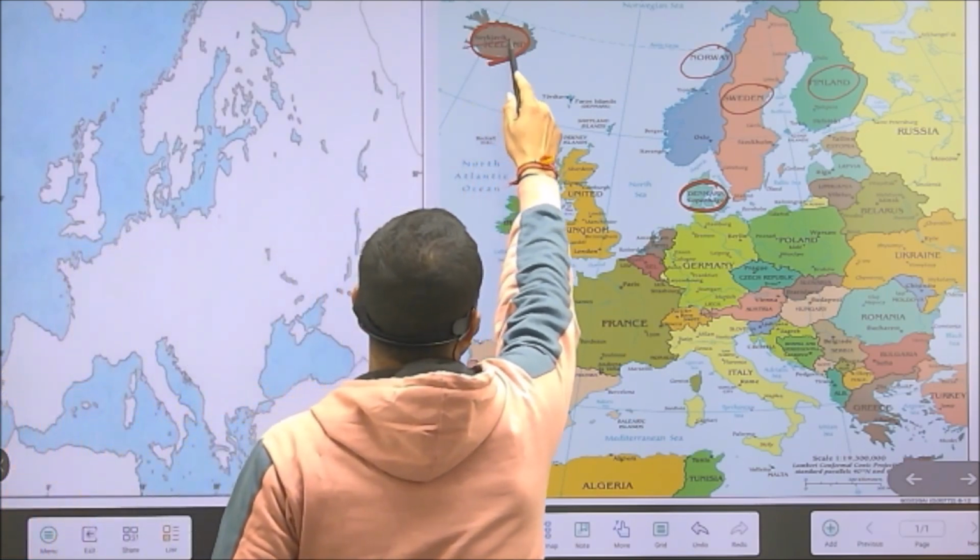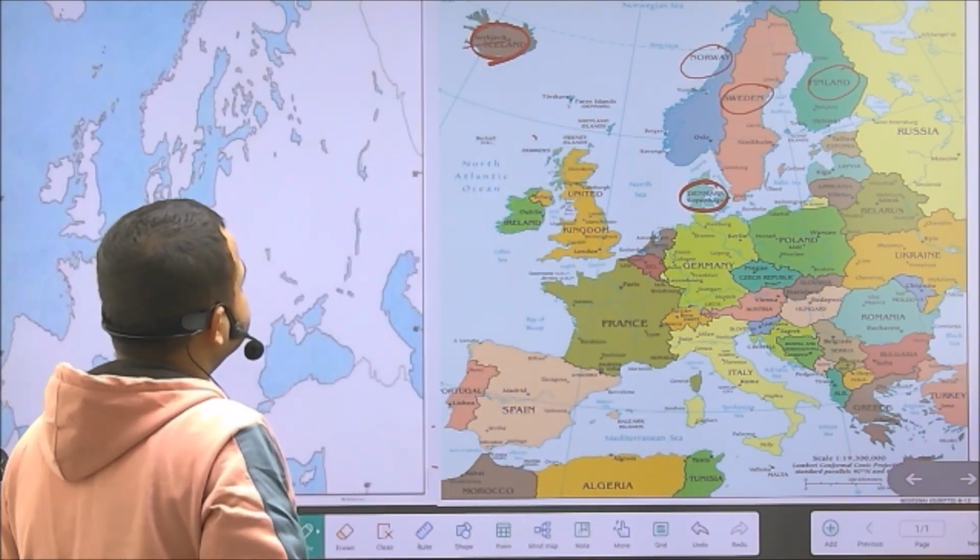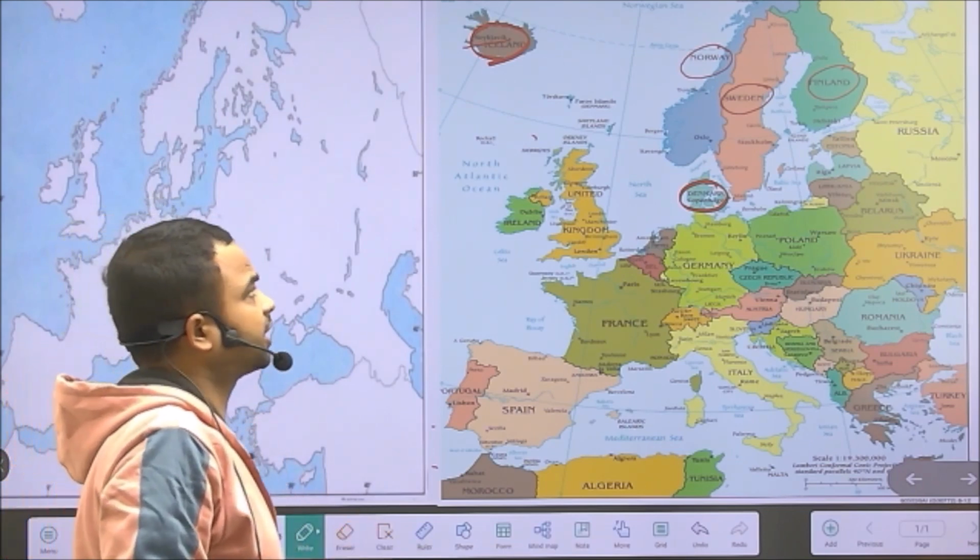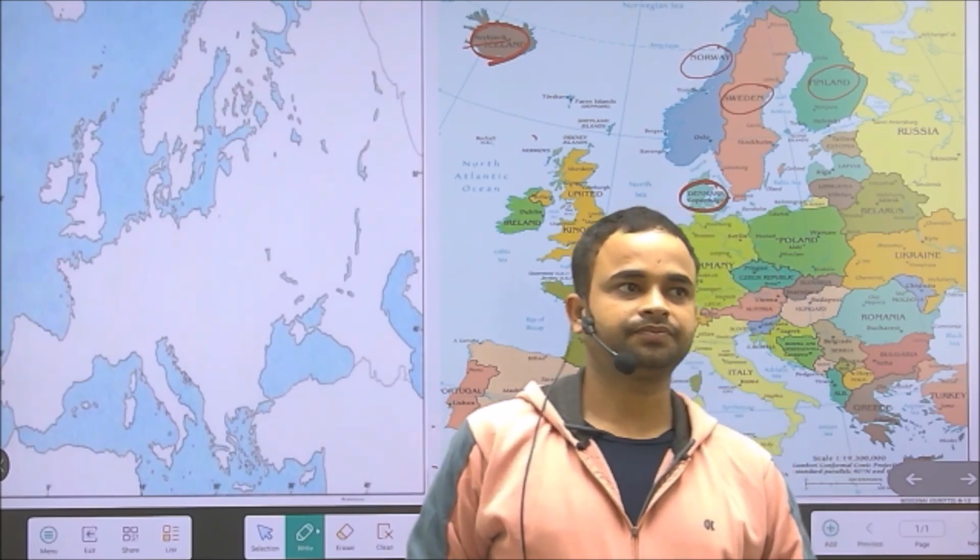Reykjavik, as I discussed in an earlier video, is the capital of Iceland, and it is not merely the capital of Iceland, rather it's also the northernmost capital in the world.